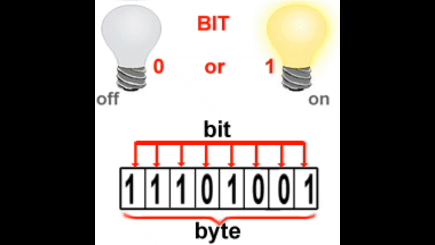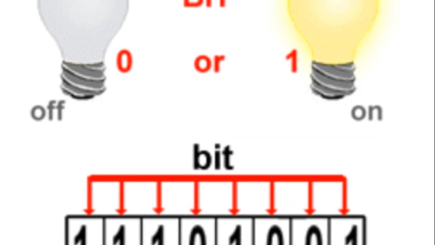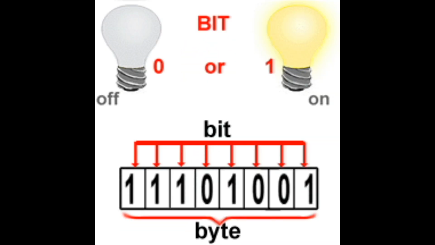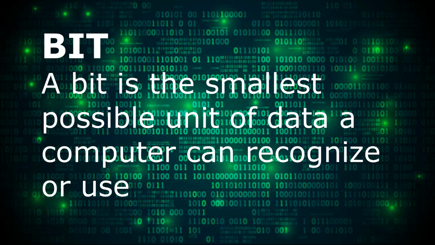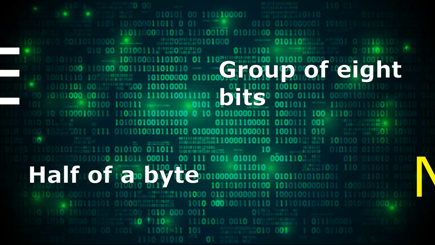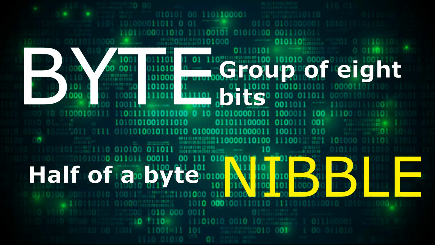When referring to computerized data, the value represented by each switch state, whether the switch is turned on or off, is called a bit. A bit is a combination of binary digits. A bit is the smallest possible unit of data a computer can recognize or use. A group of 8 bits is called a byte. Half of a byte is called a nibble. The byte is an extremely important unit because there are enough different 8-bit combinations to represent all the characters on the keyboard, including all the letters, numbers, and other symbols.